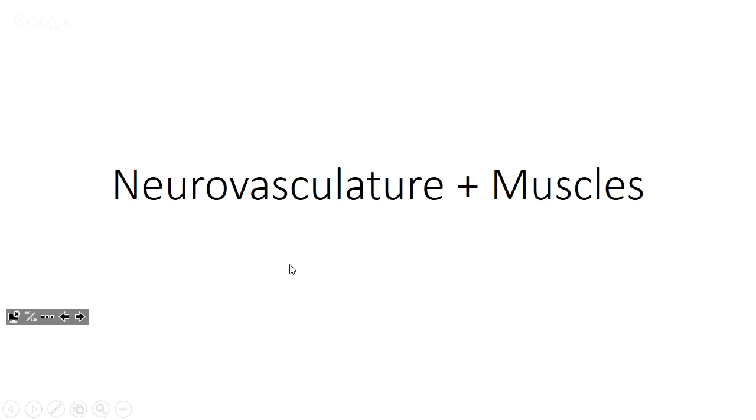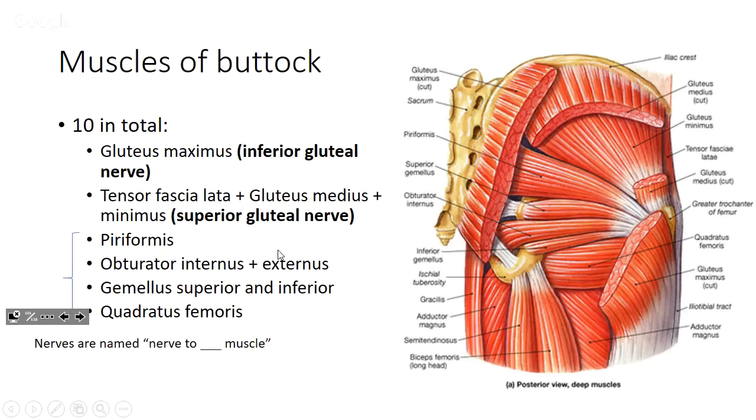Okay, so now neurovasculature and muscles in the last 17 minutes. Okay, so muscles of the buttock, I'm just going to list these. I'm not going to go into them in detail, but it's for your reference. So there are 10 of the buttock, as you can see here. And the key things to remember is the inferior gluteal nerve supplies the gluteus maximus. The superior gluteal nerve supplies the gluteus medius and minimus, as well as the tensor fascia lata, which forms with the gluteus maximus the IT band that goes down the lateral side of your thigh.